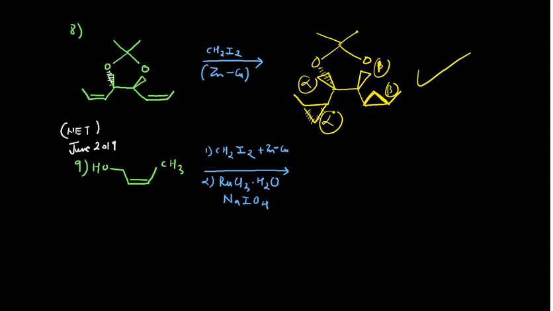And the next problem is again a very straightforward problem. I have taken this problem from the June 2019 examination. From the first step, you know, the first step is the Simmons-Smith cyclopropanation. If you do the Simmons-Smith cyclopropanation, then you will form this species. This is OH.